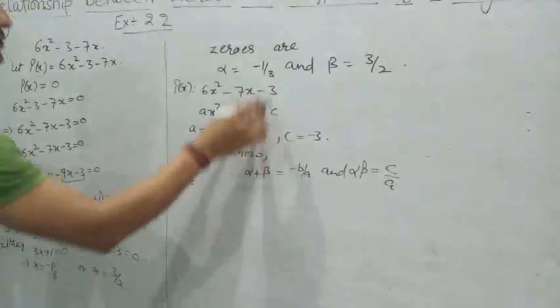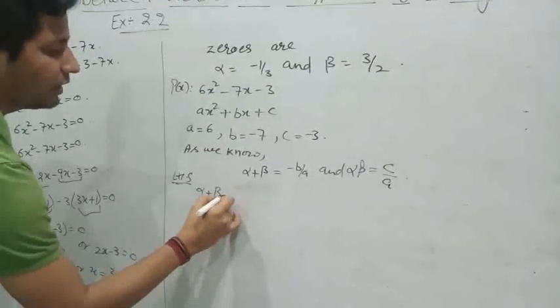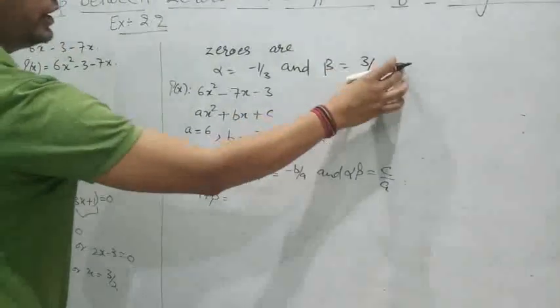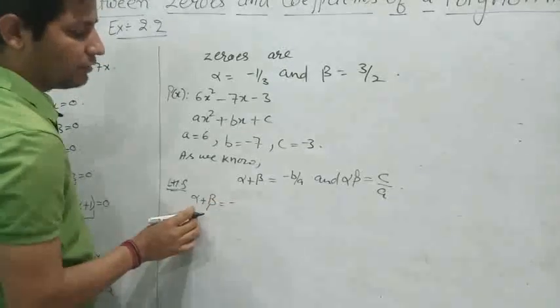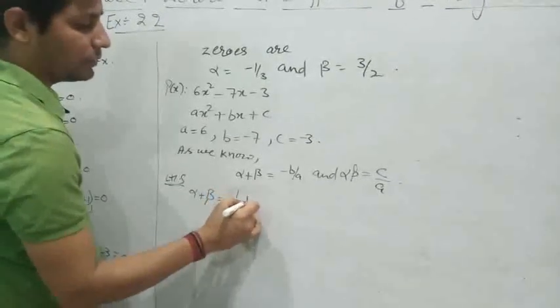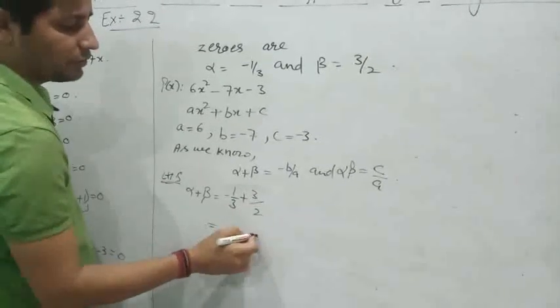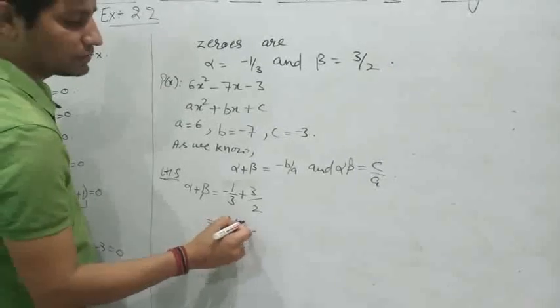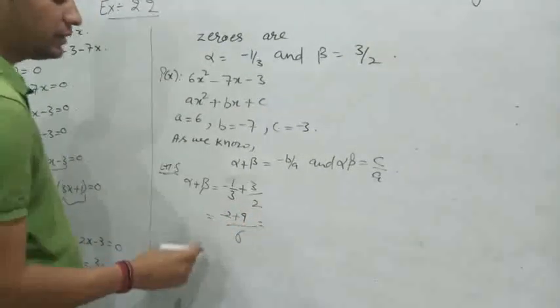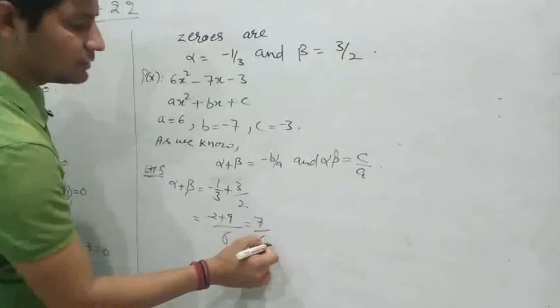Sum of zeros. Zeros are minus 1 by 3 and 3 by 2. Substitute the values. Alpha is minus 1 by 3 plus beta is 3 by 2. By taking LCM we get 6, and minus 2 plus 9. So we get 7 by 6.